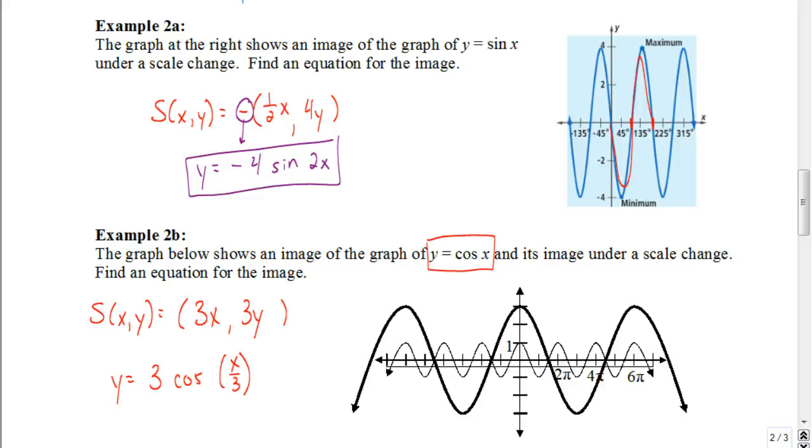Well, you should have realized that horizontally this is being stretched to be 3 times larger, because originally it went from 0 to 2 pi. Now it's going to 0 to 6 pi, which is 3 times larger. And vertically it's being stretched all the way up to 3, so it goes from 0 to 3 instead of 0 to 1. So it's being stretched vertically by 3 as well. So your rule for your scale change would be 3x and 3y. So writing it as an equation, it would be y equals 3 times the cosine of x divided by 3.